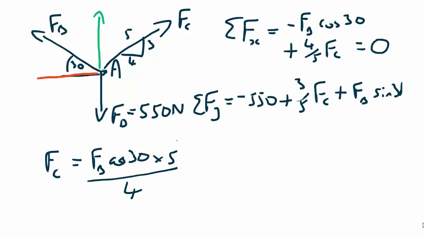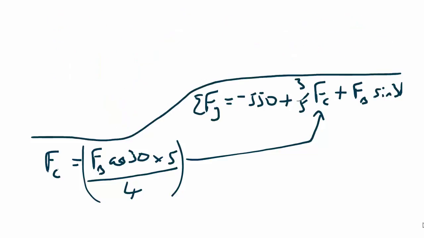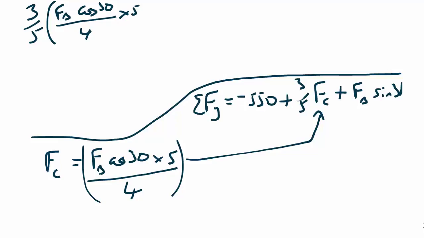I can then substitute that into this equation instead of FC. So if I just pause this and then clear my board and rewrite what I know. So I've just made some room at the top of the board there to substitute that new value for FC. So we're going to have 3/5 of FB cos 30 over 4 times 5 plus FB sin 30 equals 550.